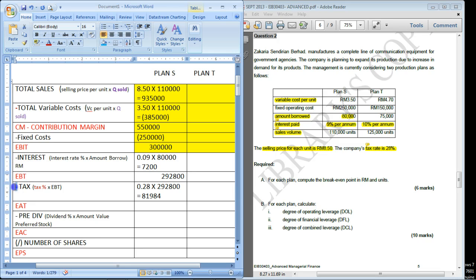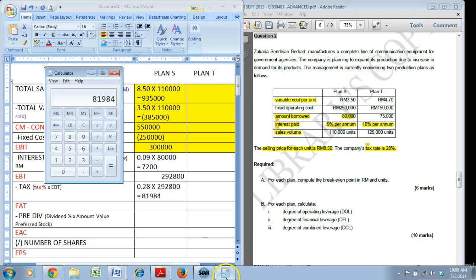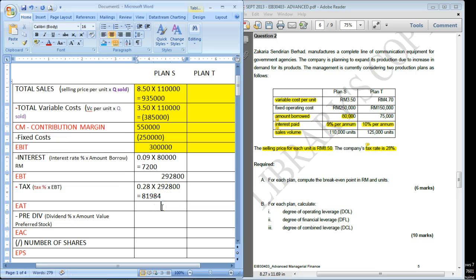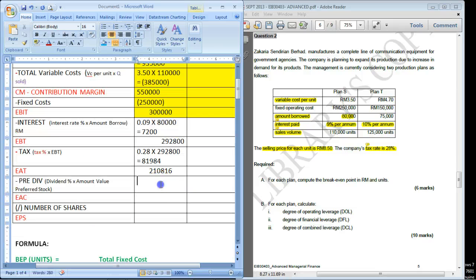EBT, you have to minus again with your tax that you get just now in RM. So come help me to calculate together with me, class. Faster. 292,800 minus 81,984, you will get 210,816. Okay, next. Minus your preferred dividend.